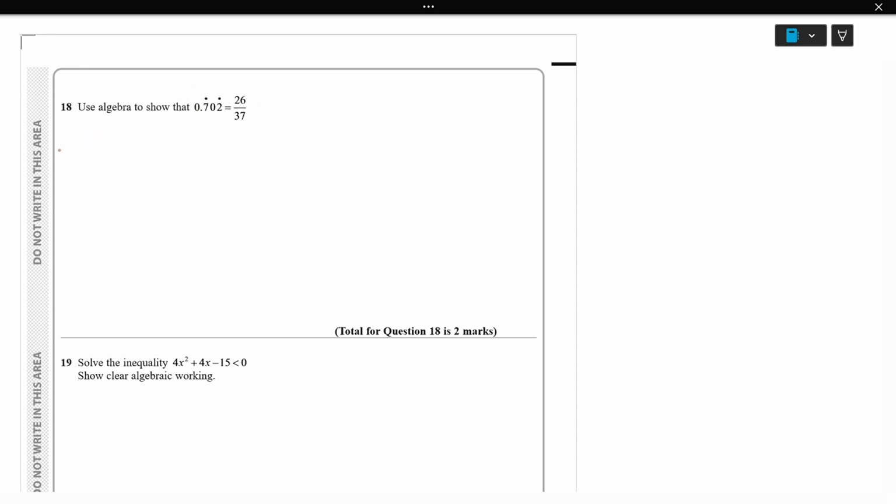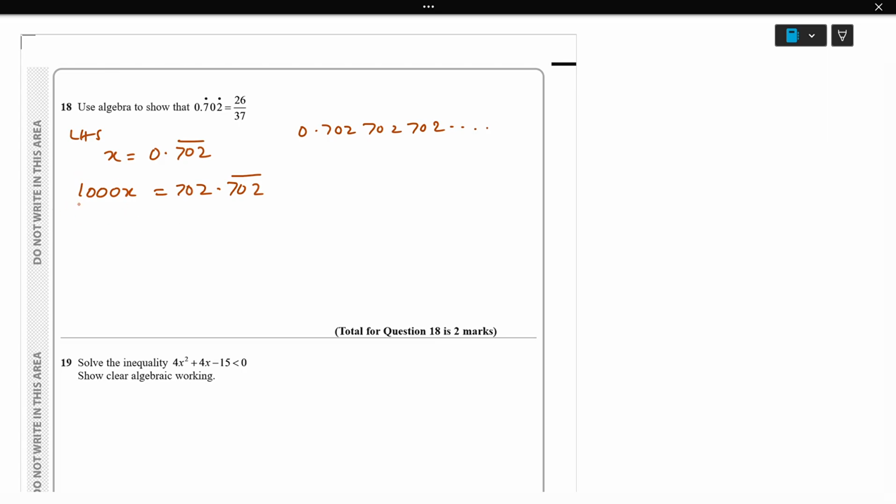Next, question 18: use algebra to show this. First I'll take the LHS and prove the RHS. So for the LHS, let x equal 0.702 recurring, 702. Next I'll multiply by 1000, so 1000x, because after the decimal it should be the same decimals. So 702 point, again 702, the decimals keep going, because 0.702702702 keeps going in this pattern.